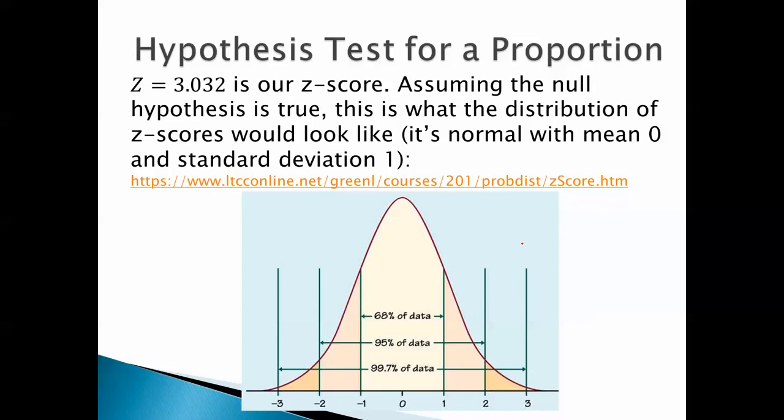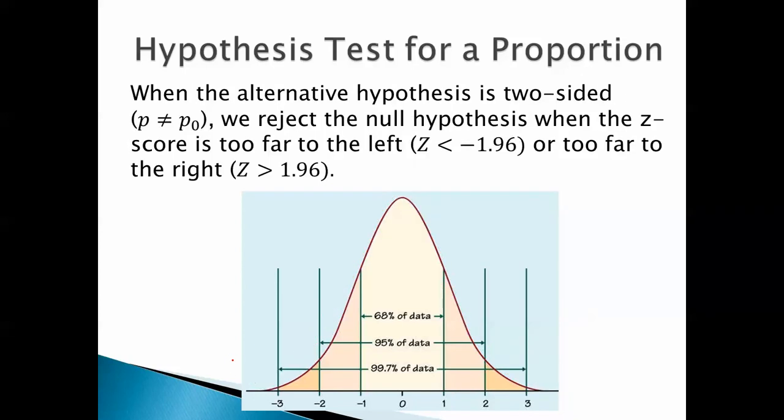Assuming the null hypothesis is true, this is what the distribution of z-scores would look like. It's normal with mean 0 and standard deviation 1. We've seen this distribution before, the normal distribution. When the alternative hypothesis is two-sided, not what we have in this case, we reject the null hypothesis when the z-score is too far to the left or too far to the right. So in other words, when z is less than negative 1.96 or z is greater than 1.96.